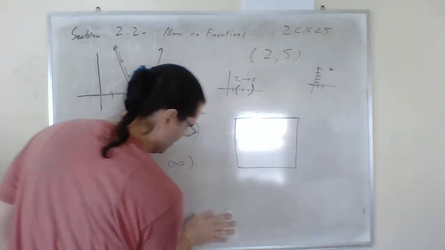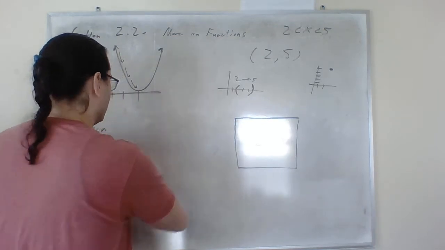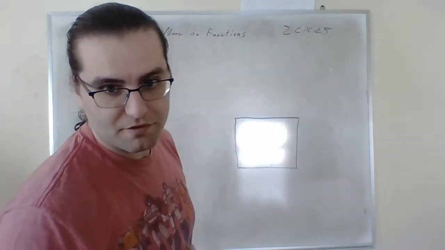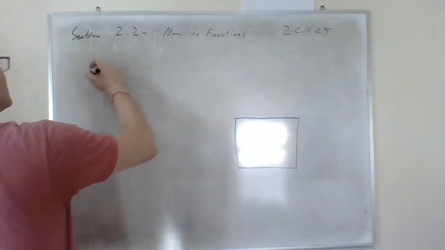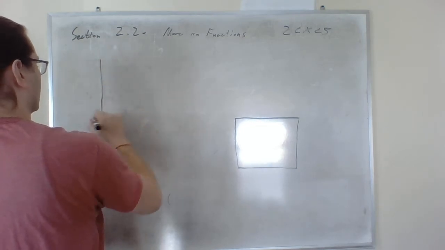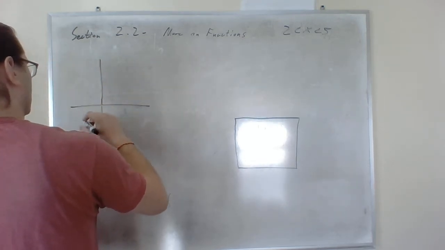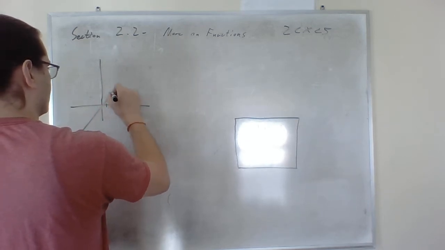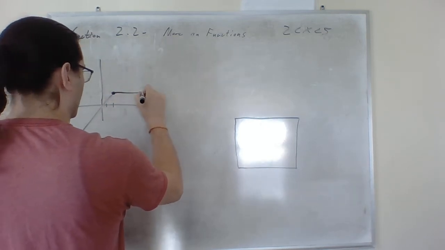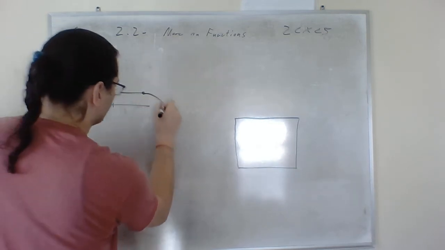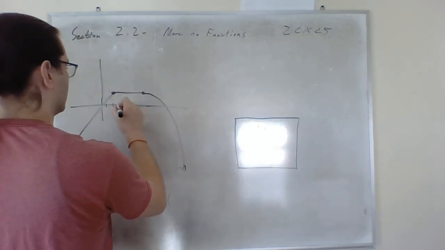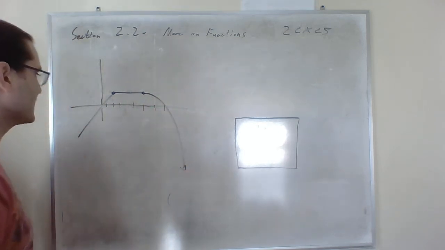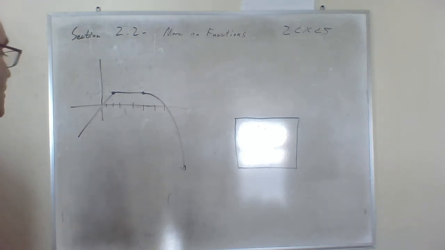Let me do another thing that looks a little bit like that, and then we'll talk about piecewise functions. So let's consider a graph that looks like this. We'll say that's 2, and then it goes flat, and then it curves down like a parabola. 3, 4, 5, 6, 7.